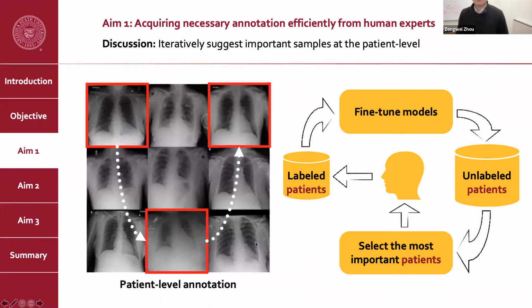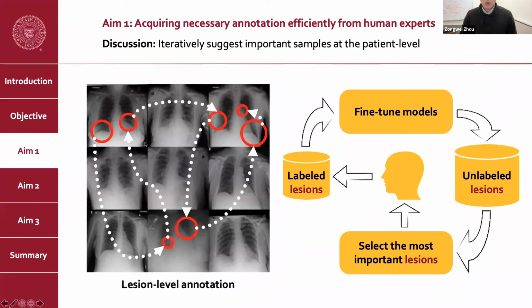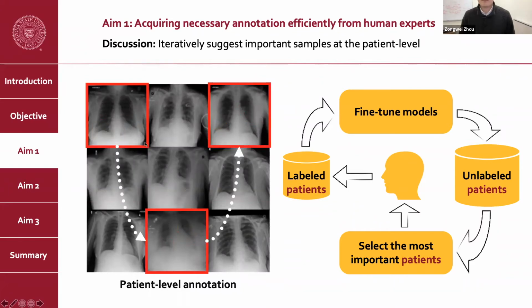So we further propose to suggest the most important sample at the patient level. By transitioning from the lesion level to the patient level, doctors do not have to repeatedly go through the same patient multiple times to detect all the diseases that the patient might have, but can go through once and annotate all the diseases simultaneously.